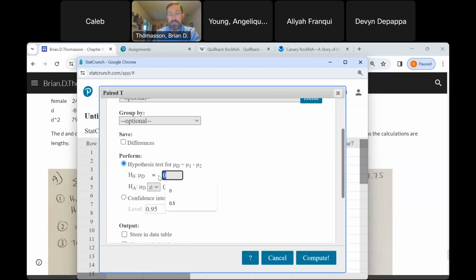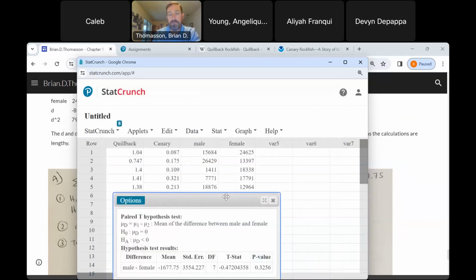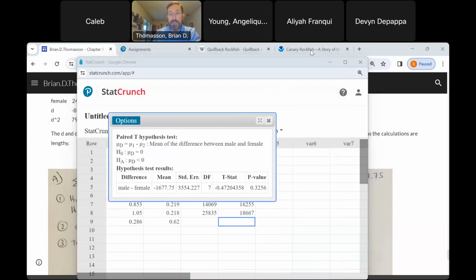Our hypothesized difference is always 0. And our alternative was less than, I believe. And if we hit compute, and we entered in the step 1. Step 2 is alpha. Here's our step 3 and 4. Step 5, we need to compare that p-value to alpha. Okay, only if the p-value is low do we reject H0. In this case, it's not. So we fail to reject H0, and then we can go to our final conclusion.